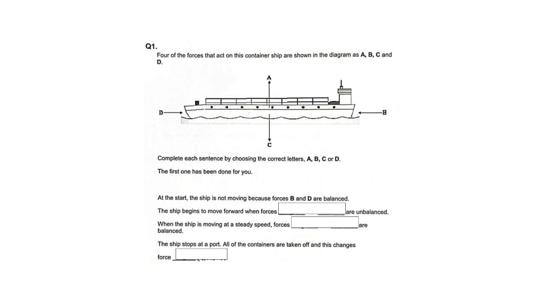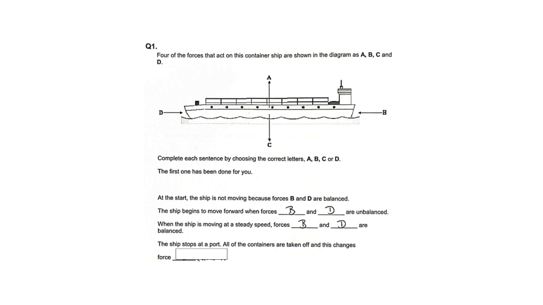When a ship is moving at a steady speed, forces B and D are balanced. Remember, if an overall force is applied to an object, the object is going to accelerate. If the object is moving at steady speed, it means that the resultant force is zero, so B and D are balanced. You also probably need A and C to be balanced, because otherwise your boat would either sink or take off, which is pretty much impossible for a boat, but you know. So B and D, and A and C, must be balanced.